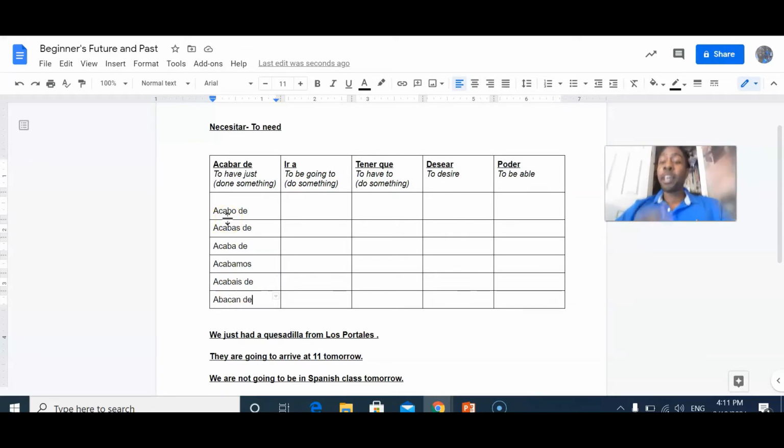So acabo de would mean I just. So acabo de dormir would mean I just slept. Acabo de comer, what we're doing in this chapter, would be I just ate. And I don't have to conjugate comer as comí in order to communicate the same thing.